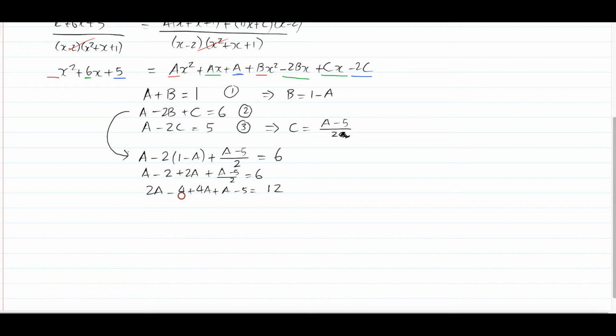Now let's add up all the a's. 2a plus 4a plus a is 7a. And then minus 4 minus 5 is minus 9 equals 12. And then 7a equals 21. Therefore, a equals 3.